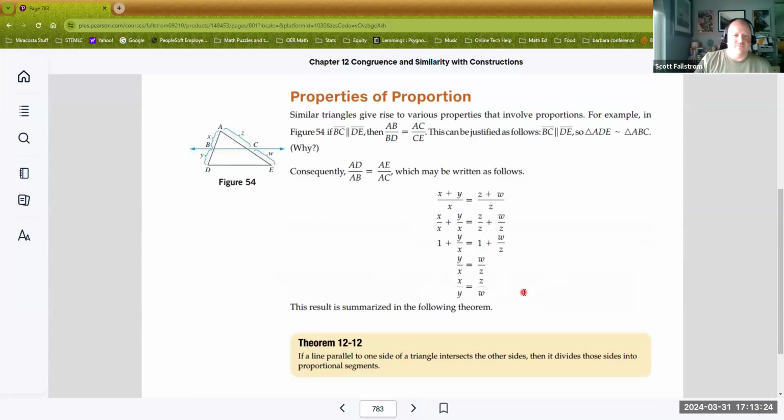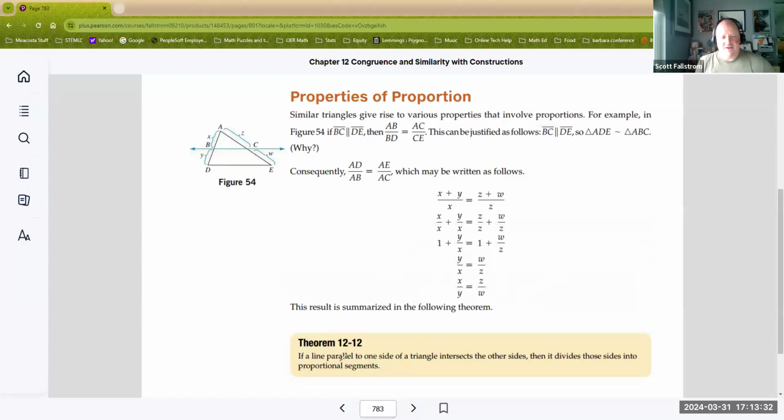Really kind of cool stuff when you start talking about how we can make additional proportions. And this is one of the nice theorems: if a line parallel to one of the sides intersects the other side, then it divides those into proportional segments. And that means the line could be parallel anywhere. So I could have drawn a line down here, and as long as it's parallel, then it would create proportional segments.